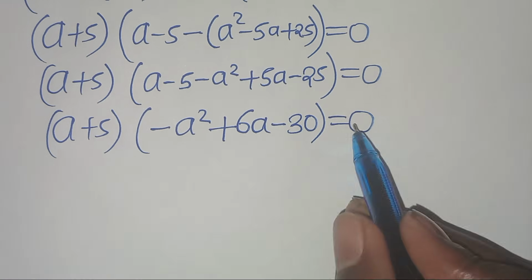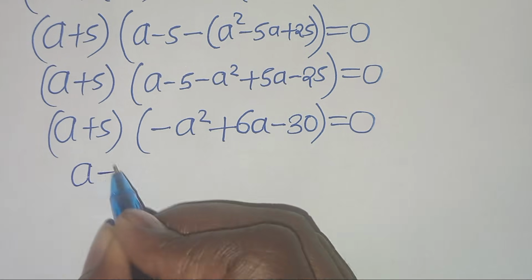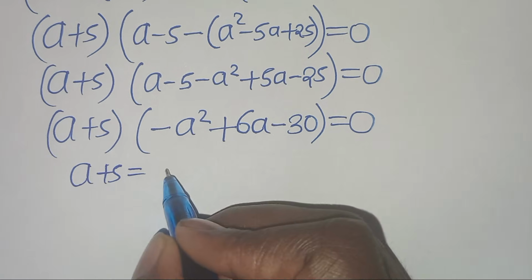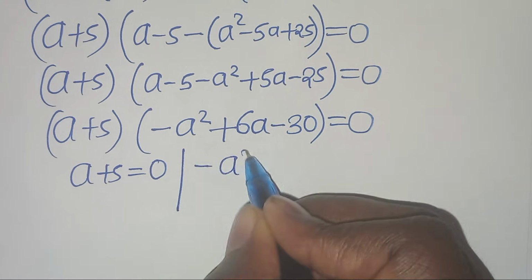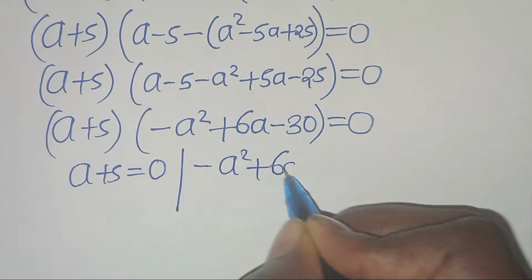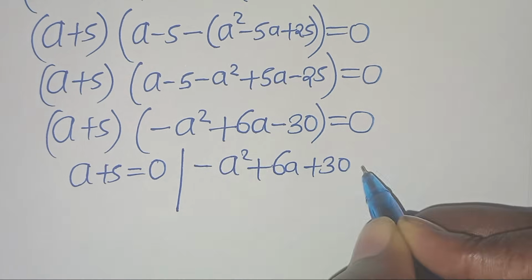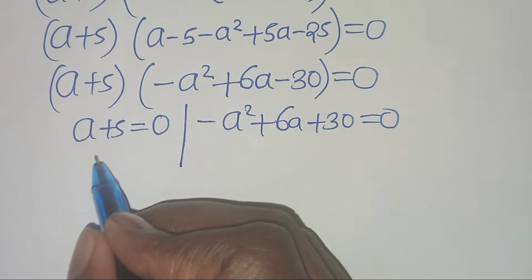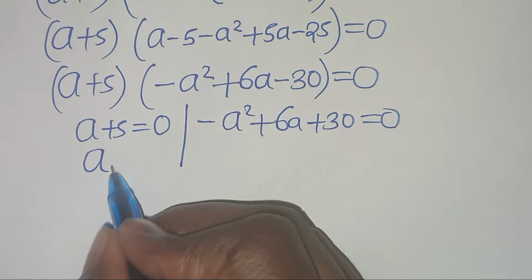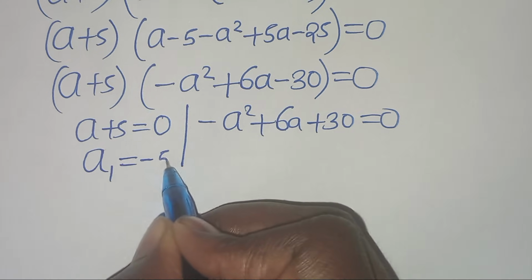So we have two parts here. The first part is a plus 5 equal to 0. And the second part here is minus a squared plus 6a plus 30 equal to 0. From the first part here, we have that a, that is a1, is equal to minus 5.